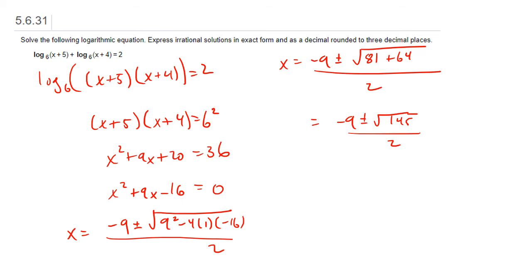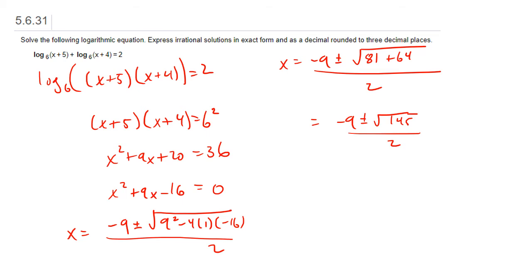145 does not have any obvious factors that I can think of. Let's see. I can't factor a 2 out. I cannot factor a 3 out. I can factor a 5 out, but not a 25, which means I'm not going to bother factoring that out of the radical. Let's see, it's not divisible by 7 or 11. No, this is just what it is.